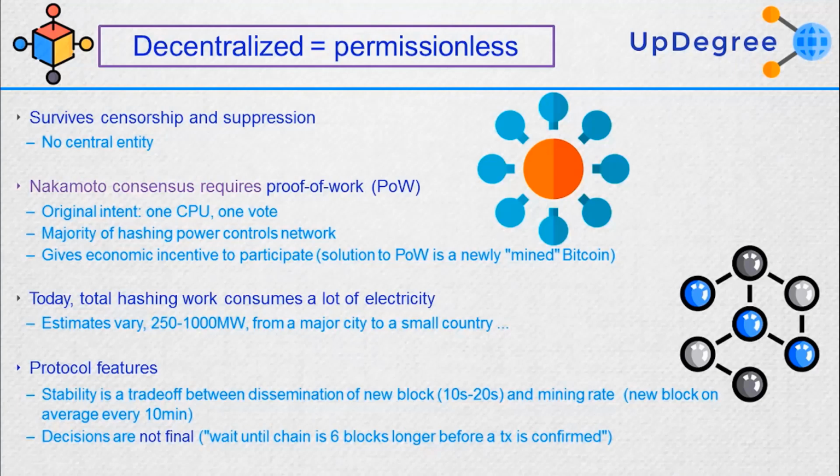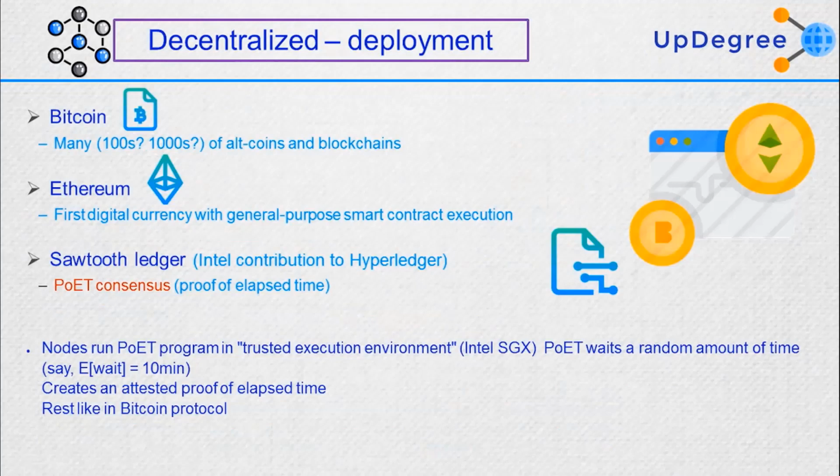What do you mean by stability? It is a trade-off between dissemination of a new block. And so as I said, you can create 6 blocks in an hour, and that means you need to wait. The trade-off is actually between 10 to 20 seconds in a new block, but it actually depends on the mining rate also, and you might not even know that the decisions are final. So decentralized but permissionless. It is understood in a detailed way, but we need to wait and watch. Decentralized deployment, Bitcoin is one, but there are thousands and thousands of altcoins and blockchains.